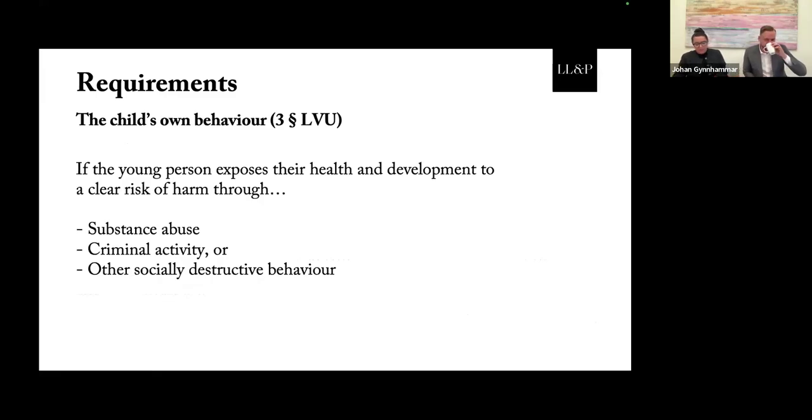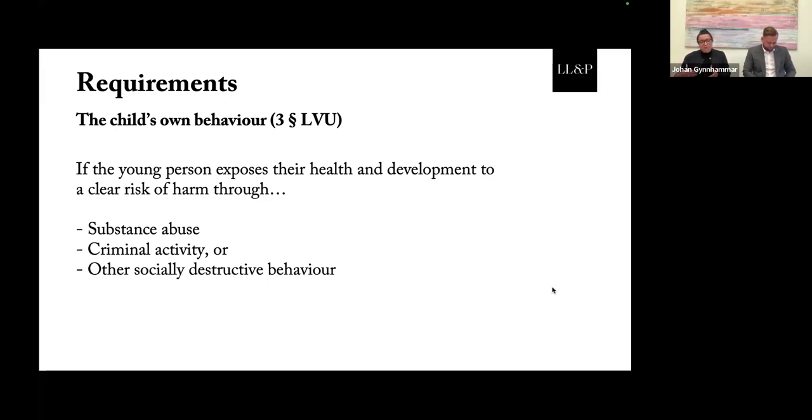Yes, and then we come to the third paragraph in LVU, which is the child's own behavior. And this is usually something that we, unfortunately, I must say, Johan, we see more and more due to how today's society looks. When it comes to the child's own behavior, it's about when young people, because usually here it's not super young children anymore, but young children, adolescents, from the age of 10, 11, and so forth, expose their health and development to a clear risk of harm. Then this paragraph is the paragraph used by the state and by the courts when they need to take a child due to their own behavior.